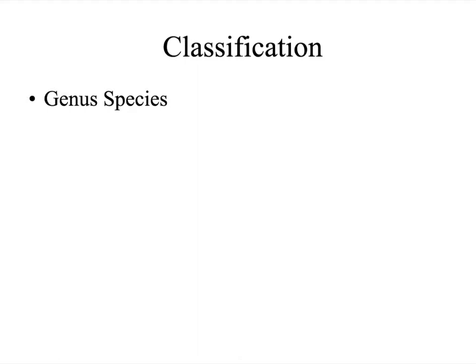The genus species naming system is called binomial nomenclature. And so a lot of times you'll see these two names together with the organisms there.